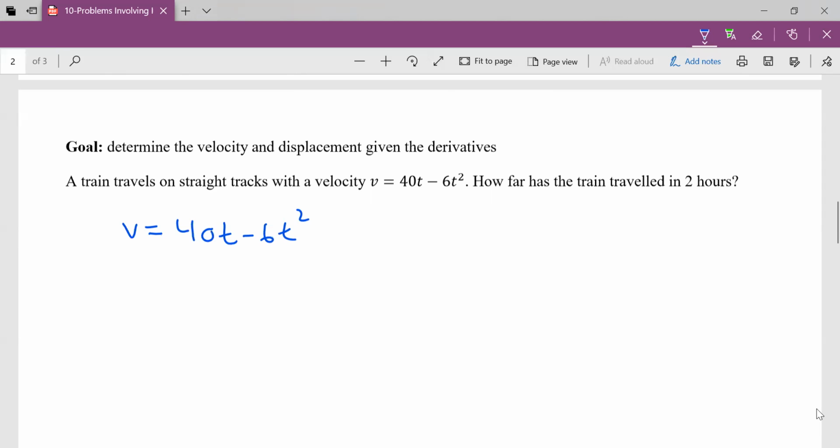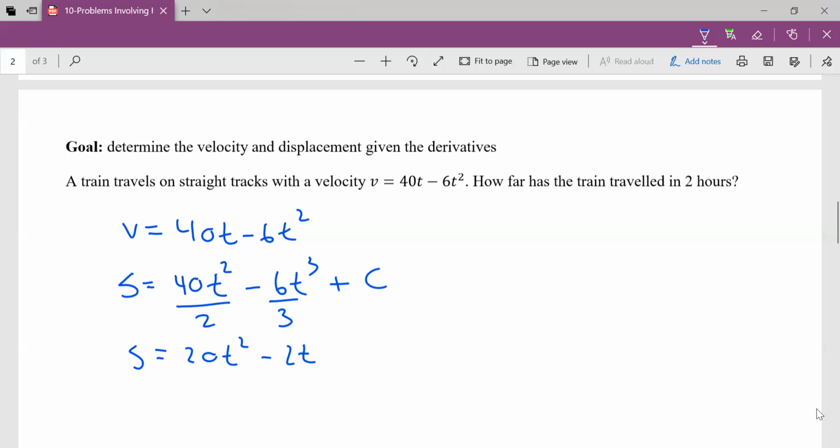So what we're going to do here is find our position function. Our position function will be the antiderivative of this. So let's take the antiderivative. Add 1, divide by it. Add 1, divide by it. Okay, and then don't forget our plus c, that constant here. Really, this is a differential equation, right? And so we've got 20t squared minus 2t cubed plus c.